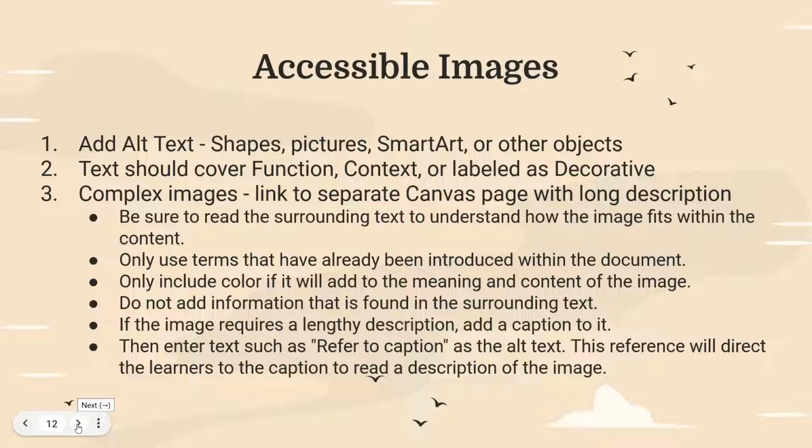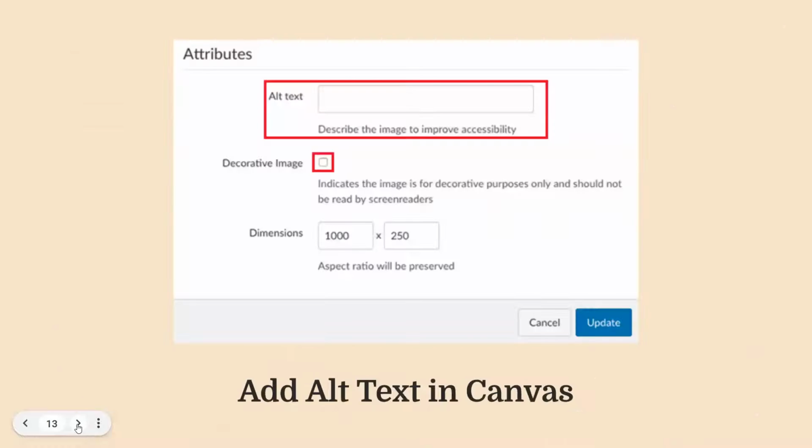If you are putting the information outside of the image and not in the alt text, you don't want to duplicate that either. It says do not add information that is found in the surrounding text. So if you already have information about the image prior to that, then you do not need to repeat that in the alt text description. And I've already talked about the other option, which is you could say refer to caption as the alt text, and what it would do is refer the student to a page that contains the lengthy description.